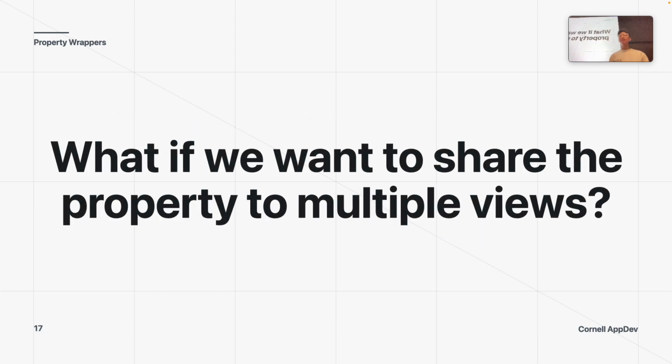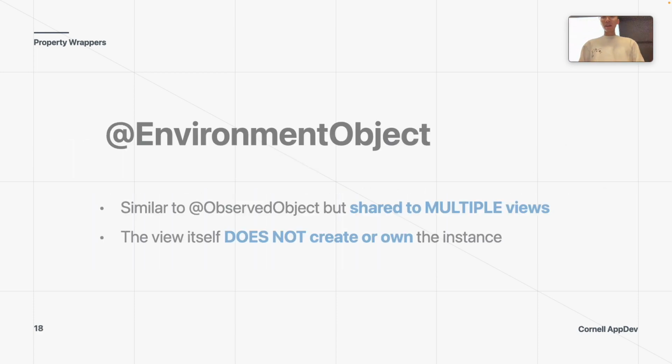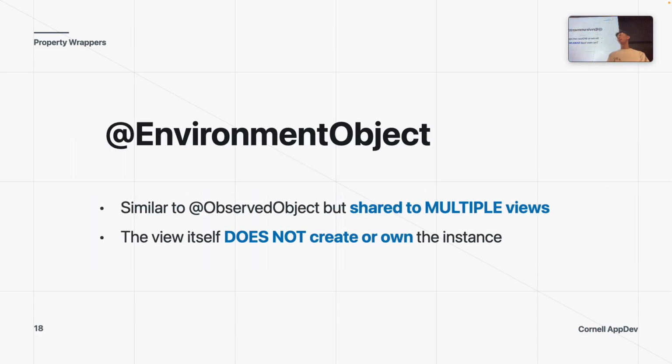Alright, so now it gets even more complicated. Now, that right there was just a relationship between one view and another view, so from a parent to a child. But now what if you want to share it to almost every single view? You don't want to keep passing that to every single view. You want it to be stored in some environment. Which is why there's also another property wrapper called @EnvironmentObject. So it's similar to @ObservedObject, except you can share it to multiple views.